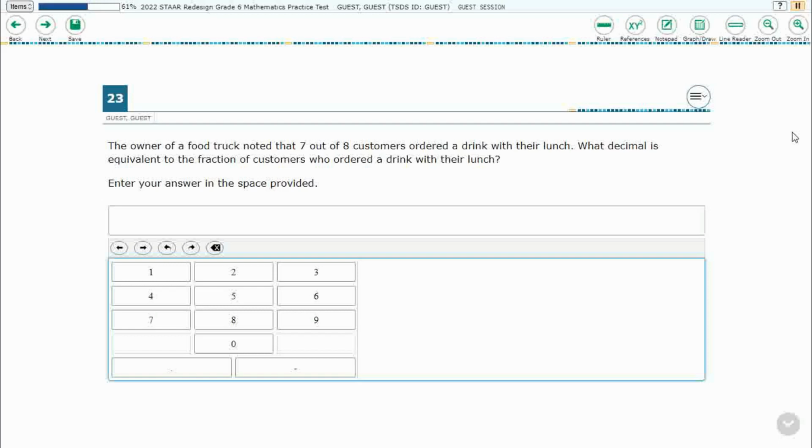So we've got an owner of a food truck who says 7 out of 8 customers ordered a drink with their lunch. We need to turn that into a decimal. All right, so this item type is called equation, but it looks kind of like a calculator, right? The only buttons we have are this dash and this decimal, other than the digits. And if you try to go past this problem without entering anything and hit next, you will get an error message that says you have not answered this question.